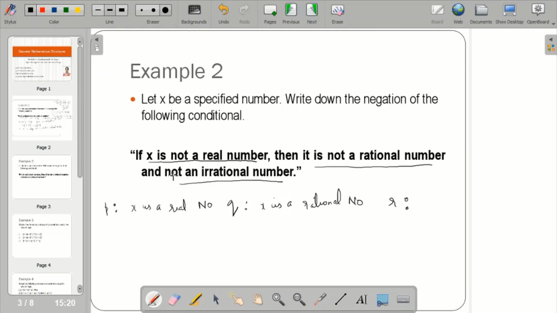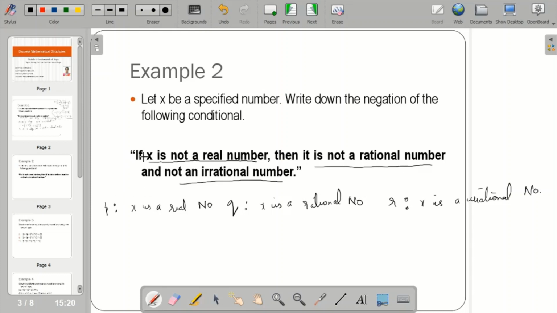R means what? Not an irrational number. So x is an irrational number. Okay, so we'll just write p: x is a real number, q: x is a rational number, r: x is an irrational number. Here everywhere it was not. When it is not, it is obviously not p, not q, not r. I just wrote pqr. So I hope you're clear with how to write it.